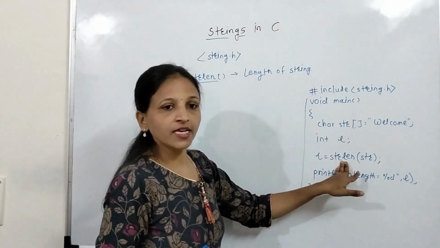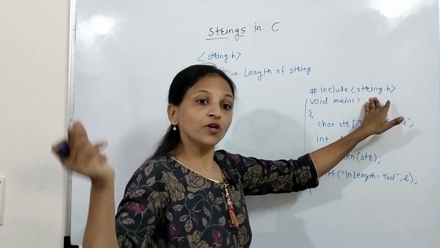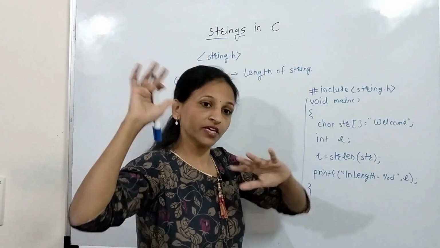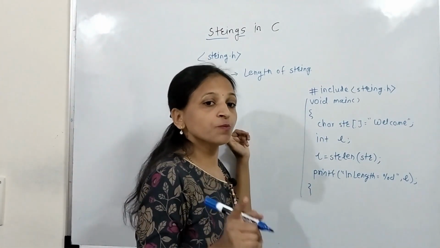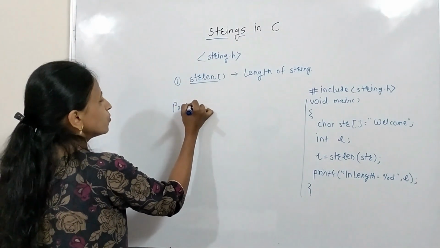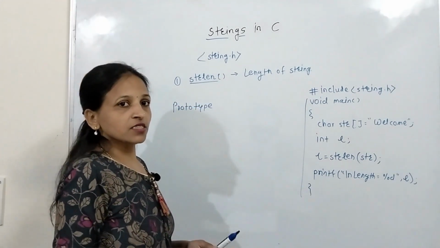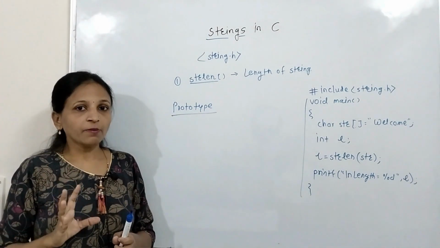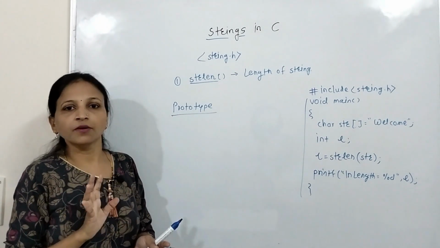We see this strlen function is present in this file, which is already written. Now how it is written, what the function declaration for that function is, whatever is written by the language itself, that we have to see now, and that is called the prototype. Prototype will represent the function signature. It will mention the return type, the name of the function, and what type of argument you have to pass to that function.